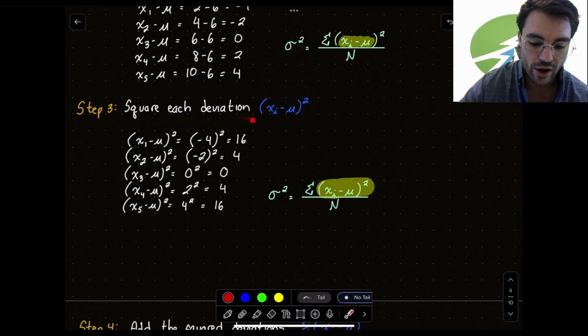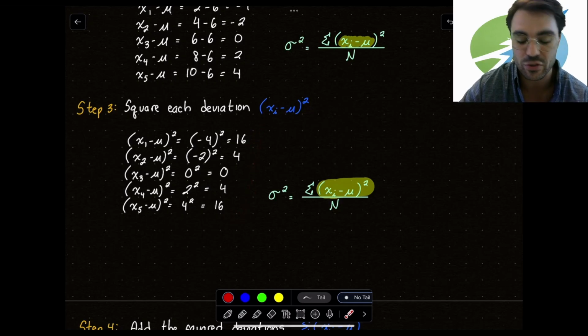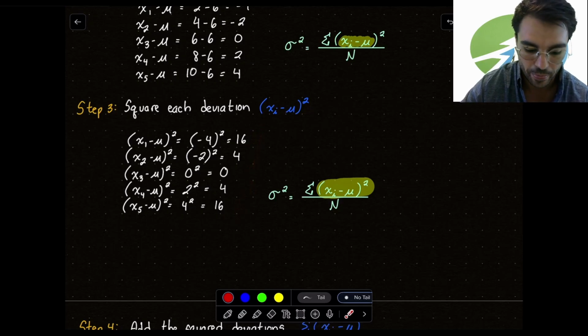Step 3, square each deviation. So now we're in this part of the equation. We haven't gotten to the summation yet. Now we have to square all the things we did in step 2. I'm not going to continue reading everything, but the first one squared gives us negative 4 squared, 16. The second is negative 2 squared, 4. Third, 0 squared, 0. Fourth, 2 squared, 4. And last, 4 squared, 16. Again, we square them all so we can get them all to be positive. It's a step that we need to do as we continue.